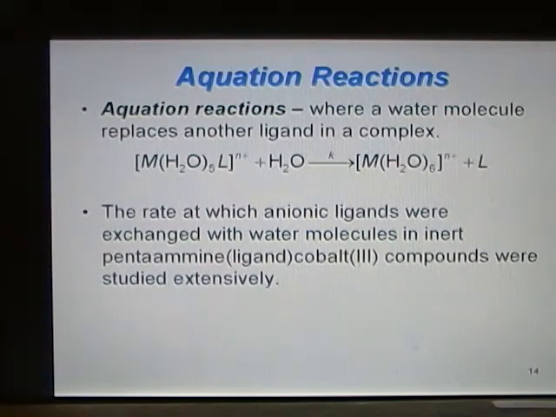The rate at which anionic ligands are exchanged with water molecules in inert pentaammine cobalt(III) compounds was extensively studied. That data will be used to determine if this goes by an associative mechanism or a dissociative mechanism.